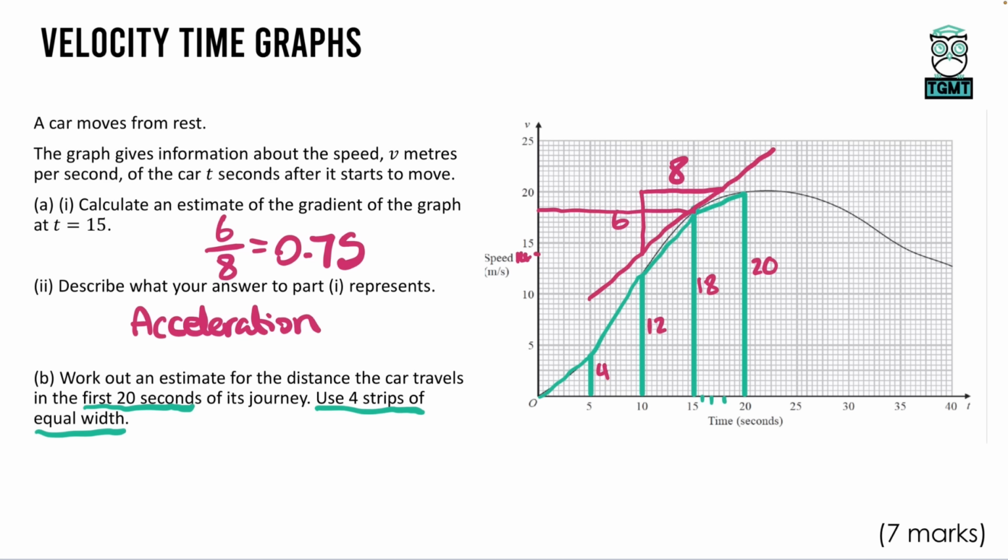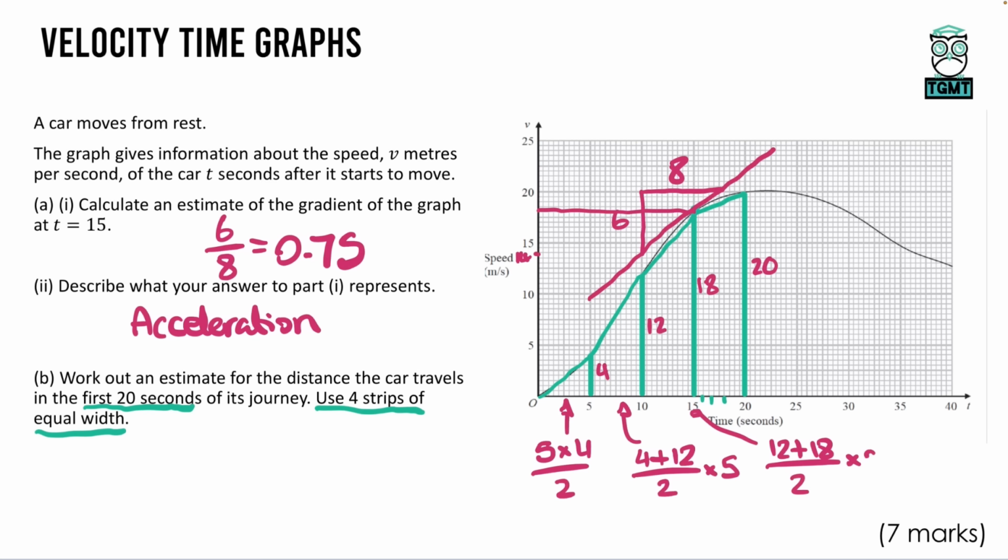So we want to use the area of a trapezium formula for those other 3. The triangle, we can do base times height divided by 2. So the base there is 5. So 5 times 4 divided by 2. That gives me the area of the triangle. For the trapezium, add together the 2 parallel sides. So 4 plus 12 divided by 2 times by the height, which is 5, the distance between them. And then replicate this for the others. So 12 plus 18 divided by 2 times 5. And the last one, 18 plus 20 divided by 2 times 5.